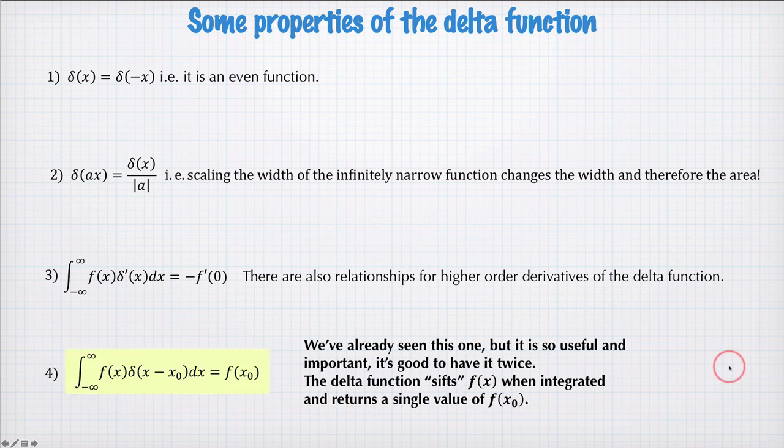The final property I'll put on this page is the sifting function again. That is, if you integrate some function f of x with an offset delta function, delta of x minus x naught, then you get back the value of the function f of x naught. We've already seen this one, but it's so useful and important it's good to have it twice. The delta function sifts f of x when it's integrated and returns a single value of f of x naught. And this is a property that we're going to use over and over again.